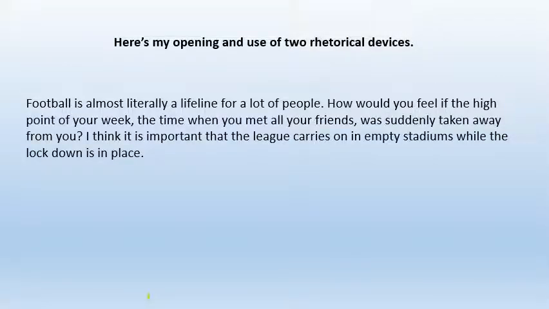Okay, Year 10, and here's one that I've just started. I've started with the short sentence openings, my preferred one. Football is almost literally a lifeline for a lot of people. It's a powerful opening. How would you feel if the high point of your week, the time when you met all your friends, was suddenly taken away from you? It's a rhetorical question, of course. And then I think it is important that the league carries on in empty stadiums while a lockdown is in place. And that's my opinion. So you've got the short sentence opener, the rhetorical question, and then the opinion.